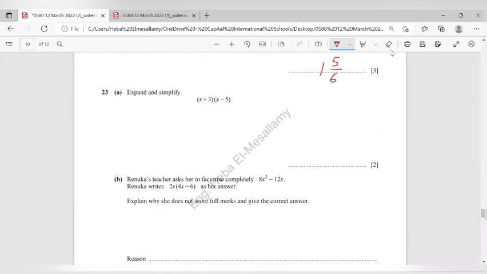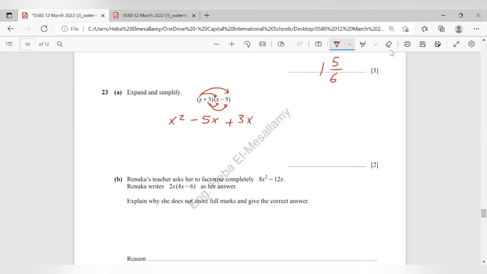Expand and simplify. Multiply x with x, so it's x squared, x by negative 5, minus 5x. So I'm multiplying this way. After then, I'll multiply this way. Positive 3 times x, positive 3x, positive 3 times negative 5.